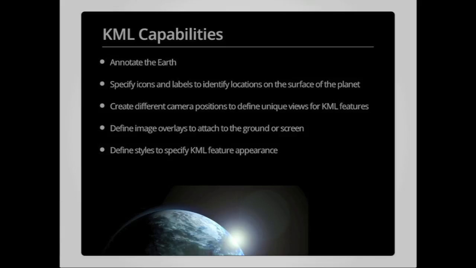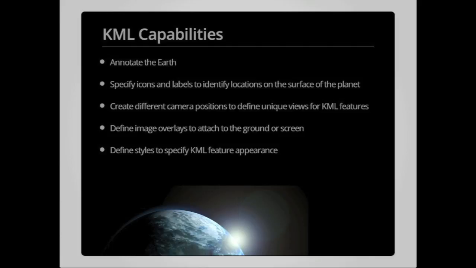So KML has a number of capabilities. Overall, KML allows you to annotate the earth. So it provides a set of capabilities for defining both location and attributes associated with those locations, and then even representation models for how those locations should be symbolized. So you can, as a part of KML, specify icons and labels to be associated with those locations.